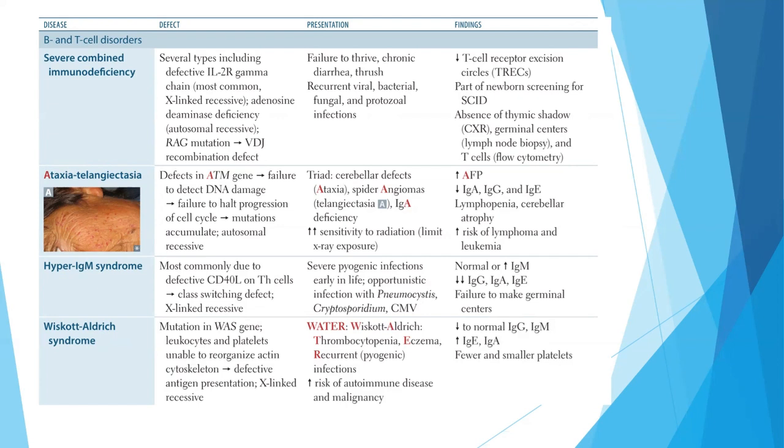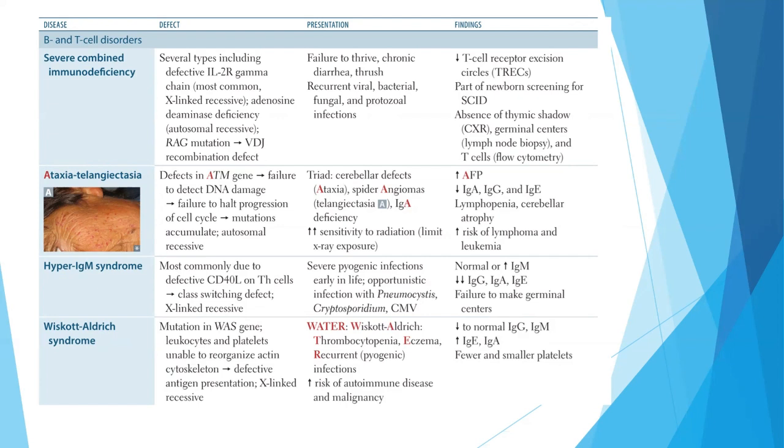Talking about ataxia telangiectasia, there is a defect in the ATM gene, which leads to failure to detect DNA damage, and there is failure to halt progression of the cell cycle, which can lead to accumulation of mutations. So it has a triad of ataxia, spider angiomas, and IgA deficiency.